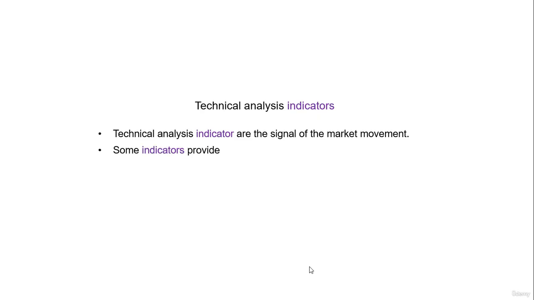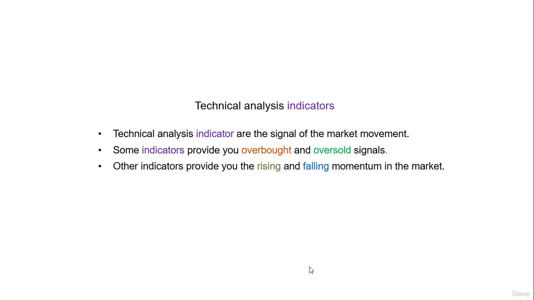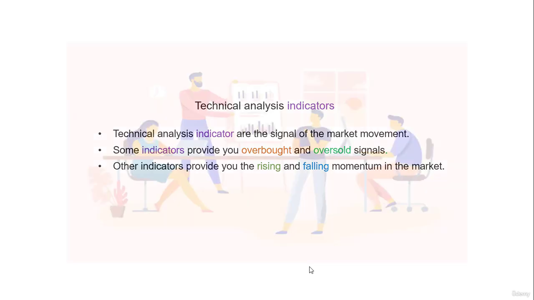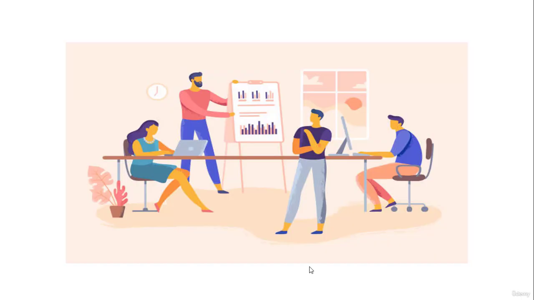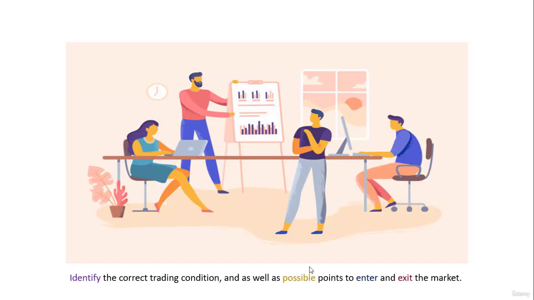Indicators. Indicators are the signal of market movement and you can use indicators to forecast the market condition. And you will understand more about playing in the financial market. Indicators also help you to understand the market behavior. Some indicators provide you the overbought and oversold signals, and other indicators provide you the rising and falling momentum in the market. So there are many ways to perform technical analysis of a particular security. These kinds of analysis are also used to help you identify the correct trading conditions as well as possible points to enter and exit the trade.